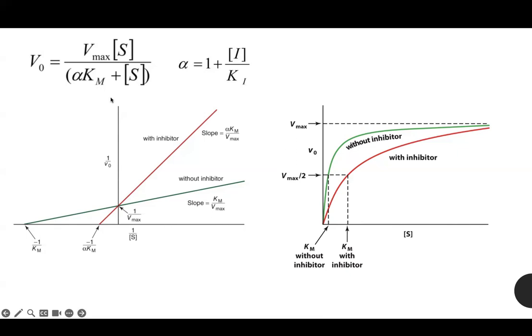So if you look at this Lineweaver-Burk plot, we still have the same y-axis intersection. So the Vmax will still be the same. However, you can see that the slope has changed. So the slope is affected by the degree of inhibition, which can be calculated with the inhibitor concentration and the inhibitor constant.